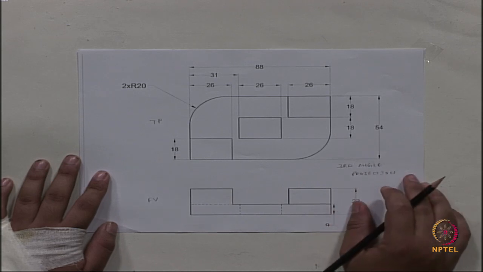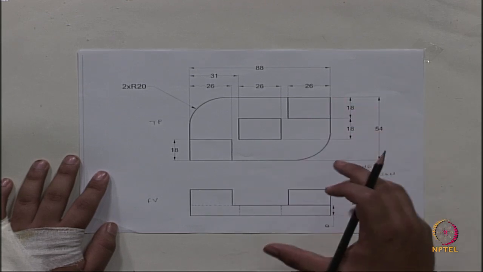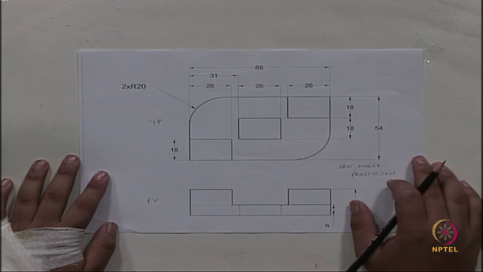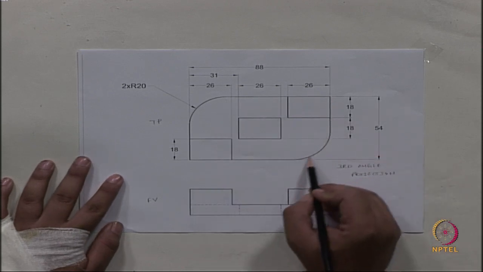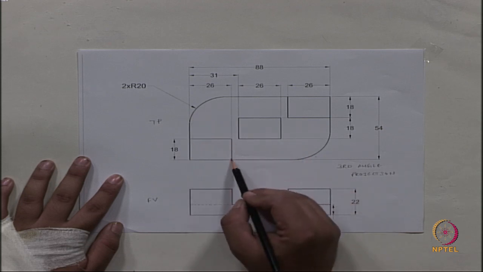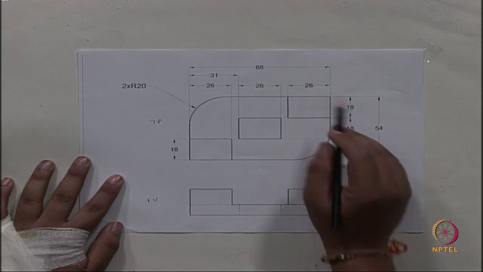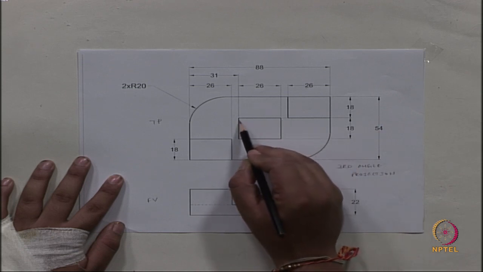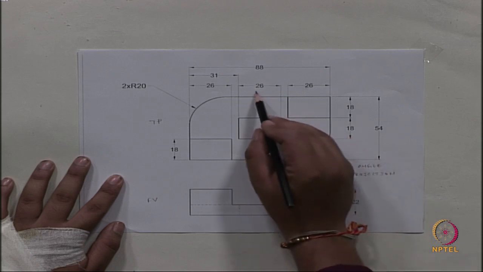Now, before drawing the isometric drawing, we first need to visualize this solid. We first get the mental picture of the solid from these two projections. So, analyzing the top view, we have a rectangle having two fillets. This rectangle has two small rectangles on it having dimensions of 18 mm and 26 mm. In the middle of it, we have a rectangular cut of dimension 18 mm and 26 mm.